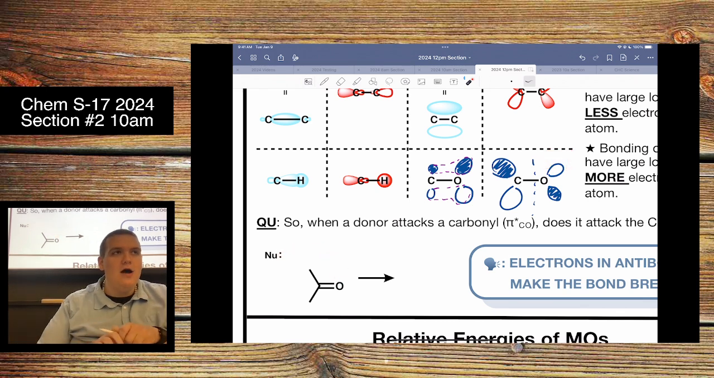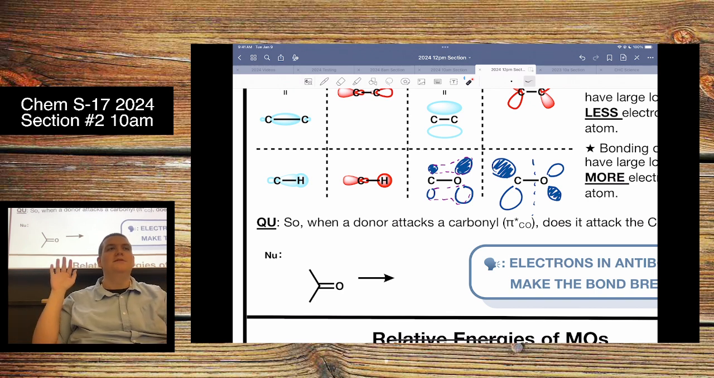If you think oxygen, raise your hand. If you think carbon, raise your hand. Okay, and a lot of indecisive in the middle. I appreciate it. So, it is going to attack carbon. And let's talk about why.